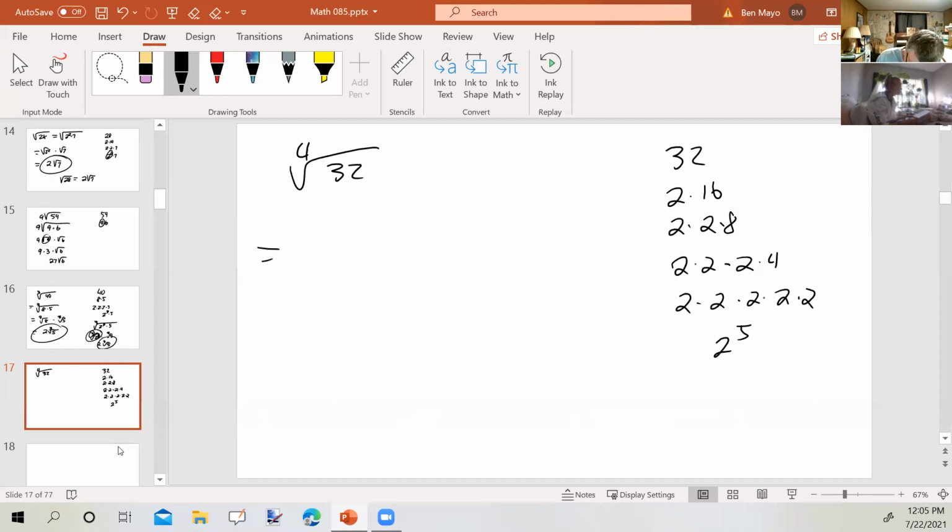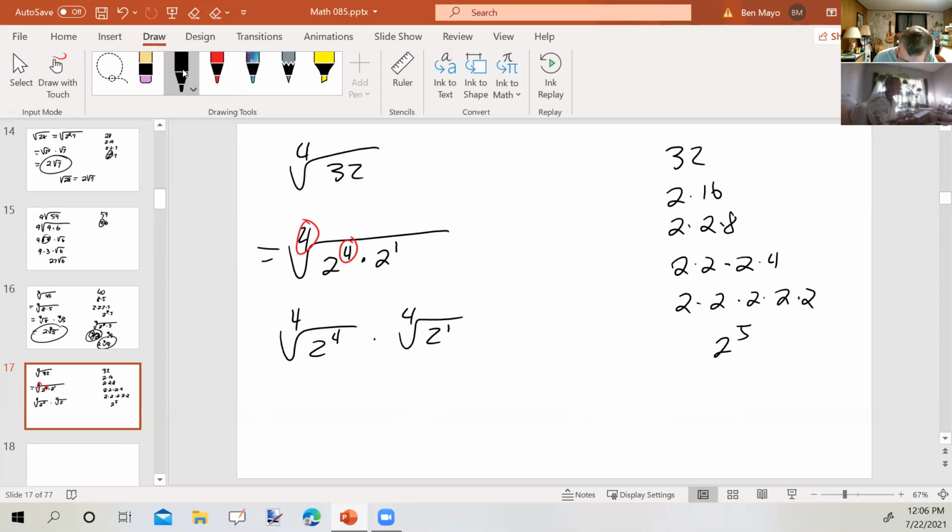How about if I wrote it this way? I wrote 32 as 2 to the 4th times 2 to the 1 power. Why didn't I leave it as 2 to the 5th power? Because I want to get the exponent to match the index. So now I've got the fourth root of 2 to the fourth times the fourth root of 2 to the 1, or just 2, right? I don't really need to write that 1. Well, what's the fourth root of 2 to the fourth? It's 2 outside the radical, and left inside we have the fourth root of 2.